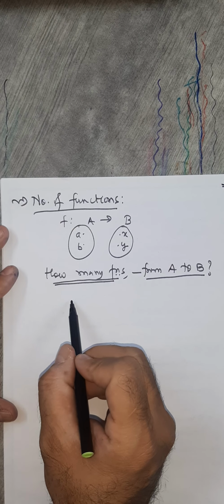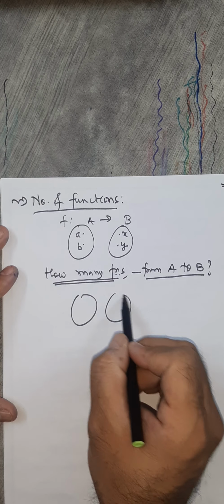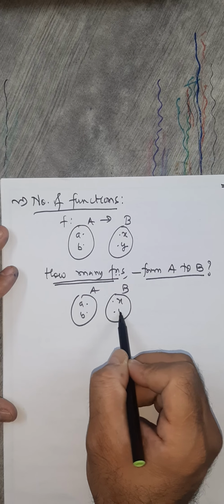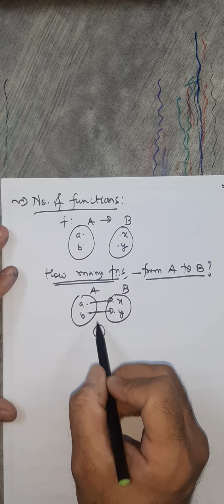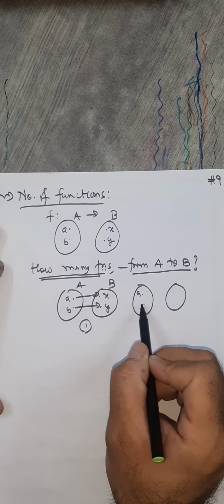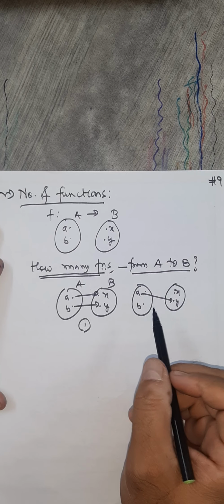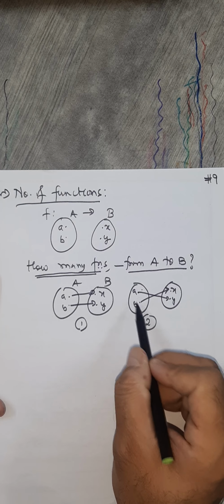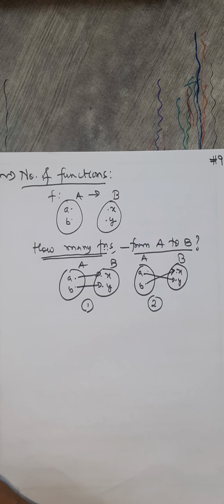See, one you can form like this. Suppose here a, b, and x, y. So one is this: a to x, b to y. One function. Then here a, b, here x, y, a to y and b to x. This is another function. This is also a function. You recall the definition of a function from A to B, right?